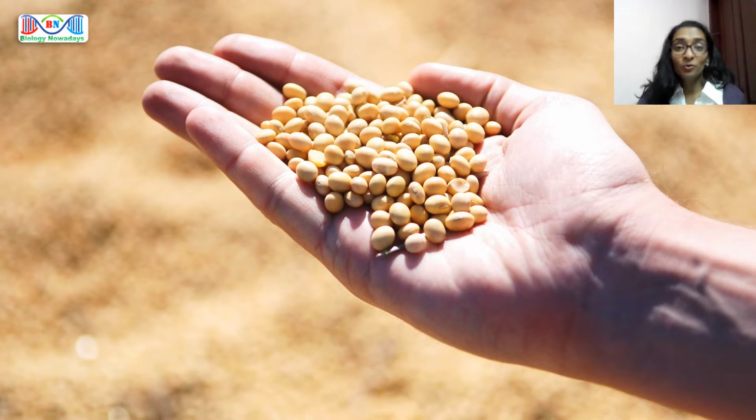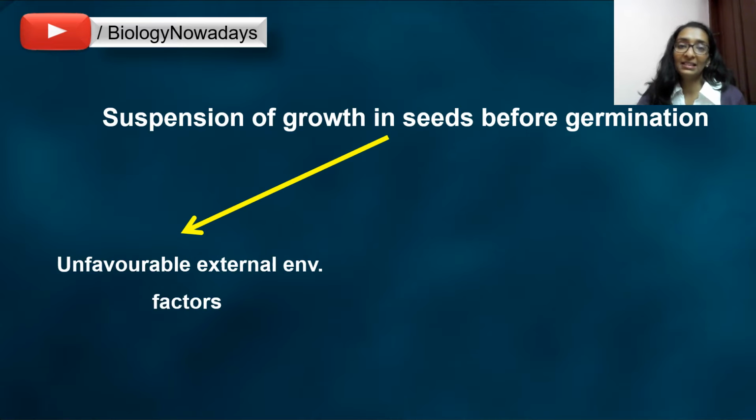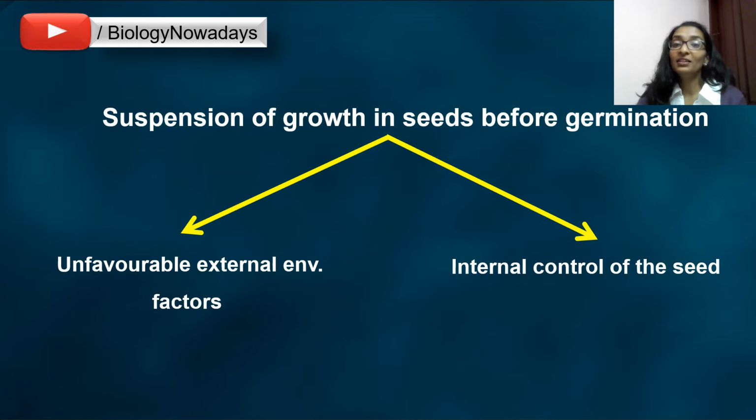Normally, viable seeds don't germinate as soon as they are formed. They will be in a state of suspended growth. The suspension of growth before germination could sometimes be due to unfavorable external environmental factors. For example, if the seed didn't receive the right temperature, light, or water, it will not germinate. Sometimes the suspension of growth of the seed may be due to internal control within the seed, like hard seed coat, immature embryo, presence of germination inhibitors, etc.